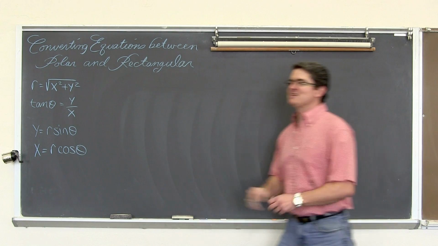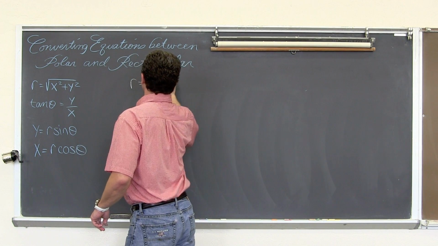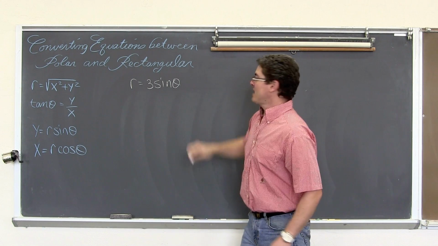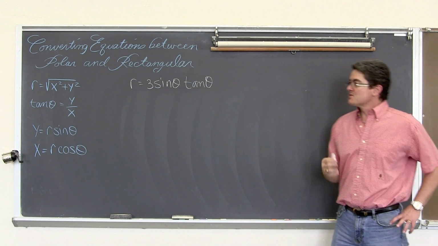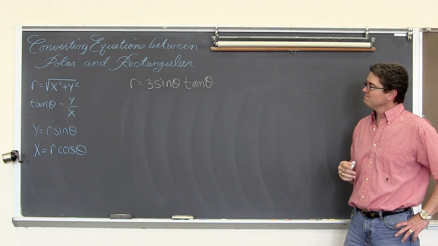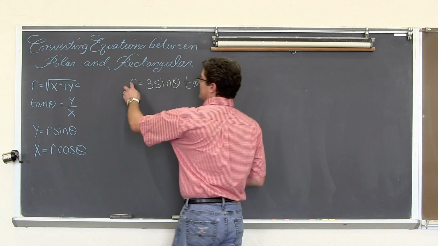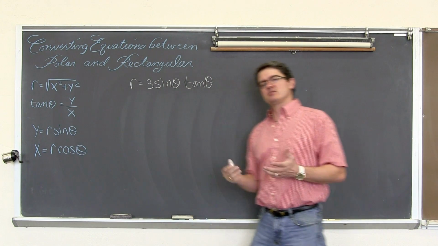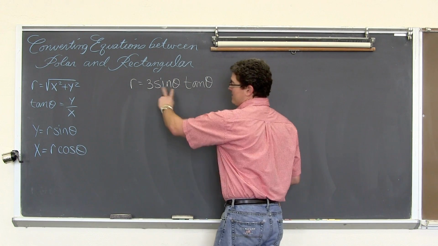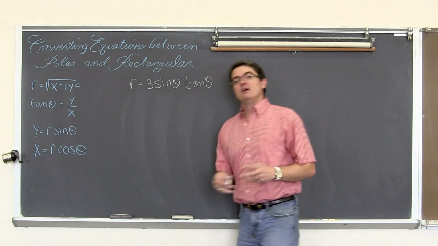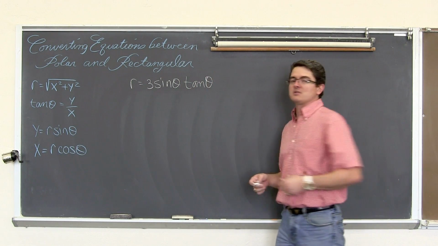Moving on. Let's take a look at r equals 3 sine theta tangent theta. Okay, so what are we going to do here? Well, the first thing I'm going to do is, I don't really like to introduce square root symbols to both sides of an equation, because then I have to get rid of it. And I've got sine, but if I had r sine theta, I could take it out and substitute it in with y, and we'll deal with the tangent here in a second.